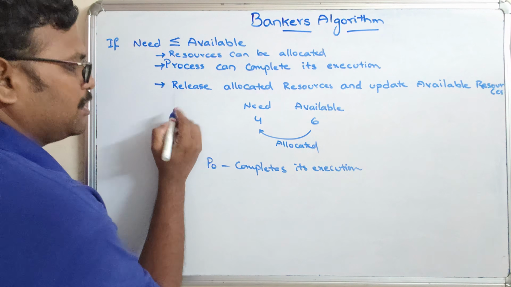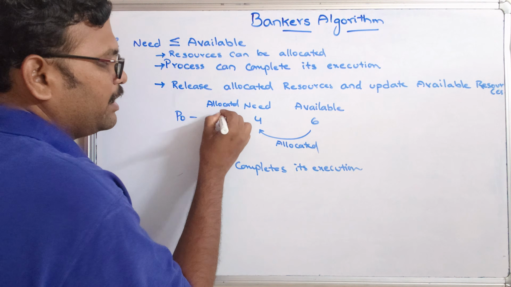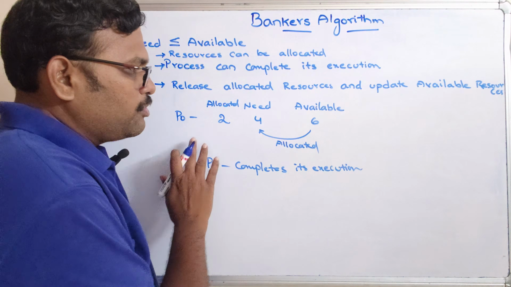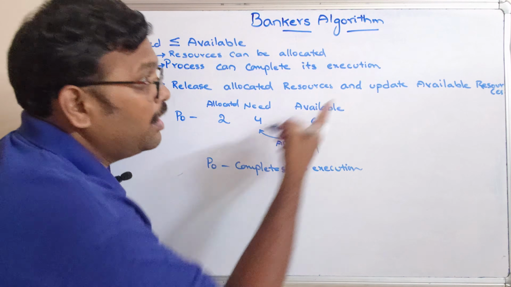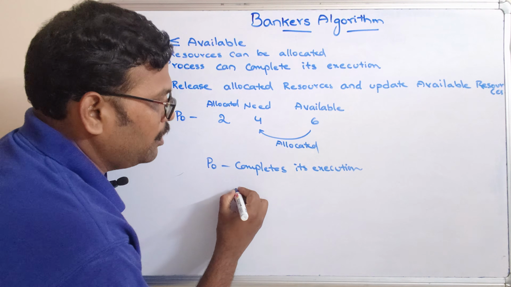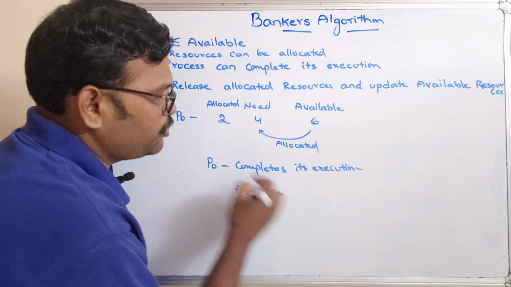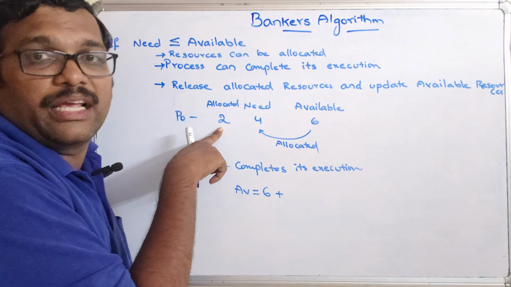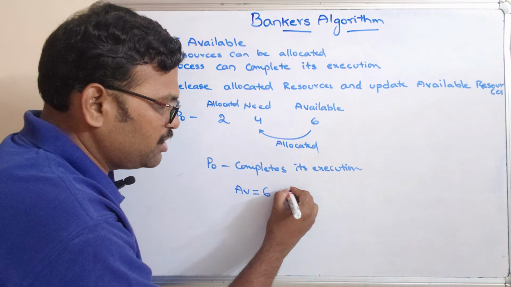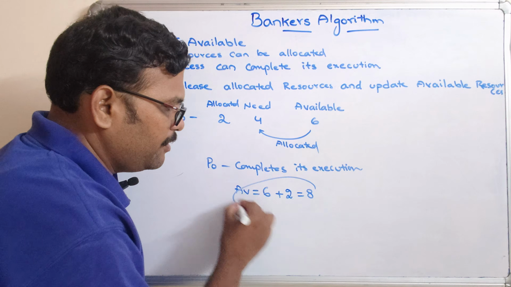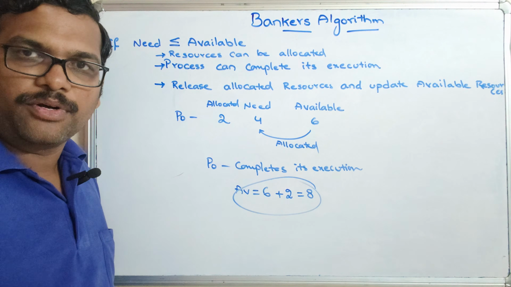Okay, for example, one more thing, already allocated are 2, right? So 4 has been given to this to complete its execution and we have to update the available. So available will be previously 6 plus 2 are deallocated. Already allocated, so it completes its execution, so you can release it. So 6 plus 2, which will be 8. So we have to update the available resources, that's also most important.